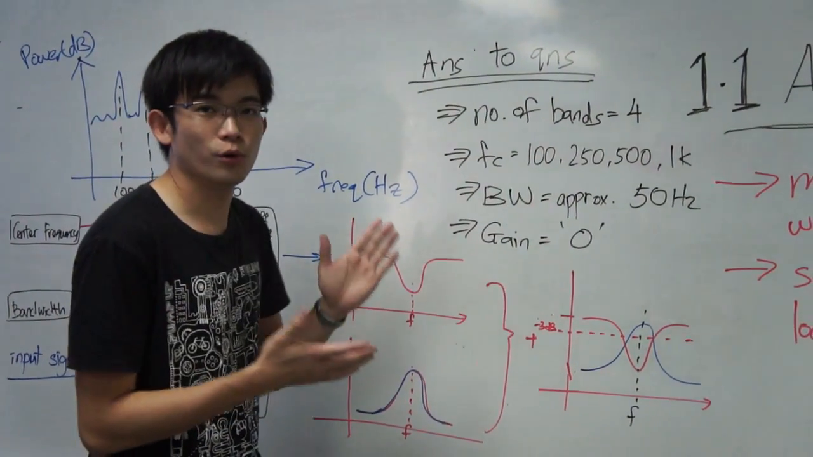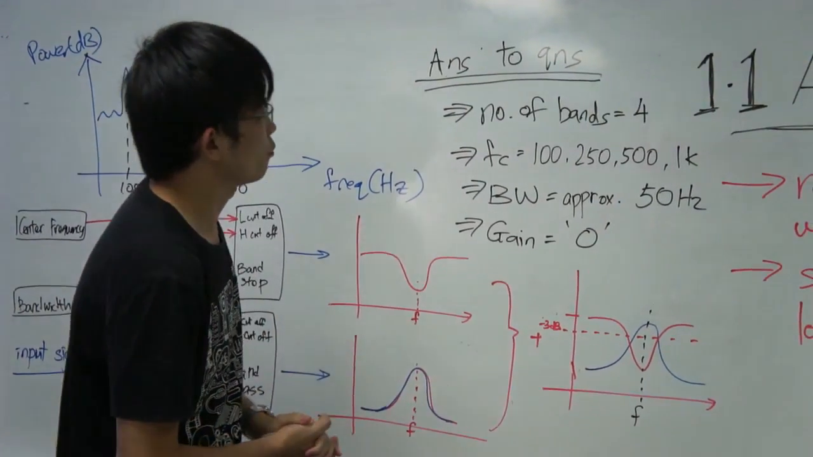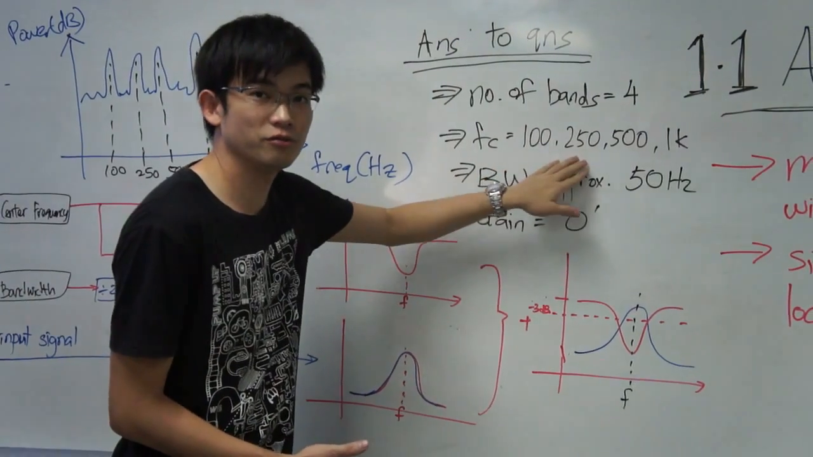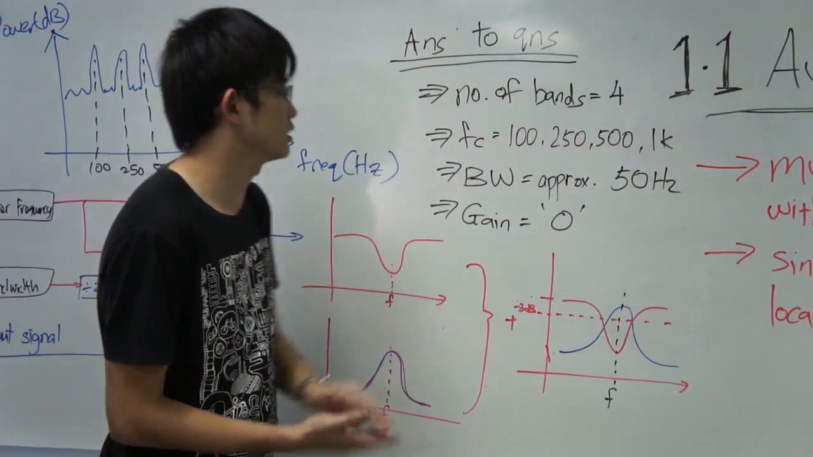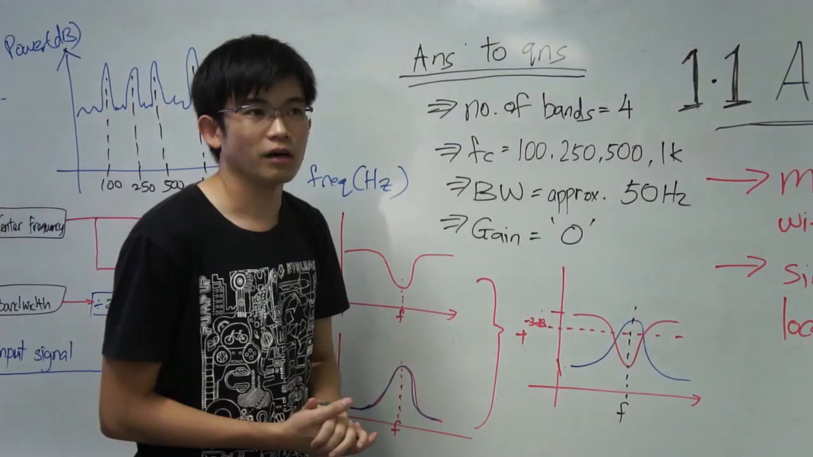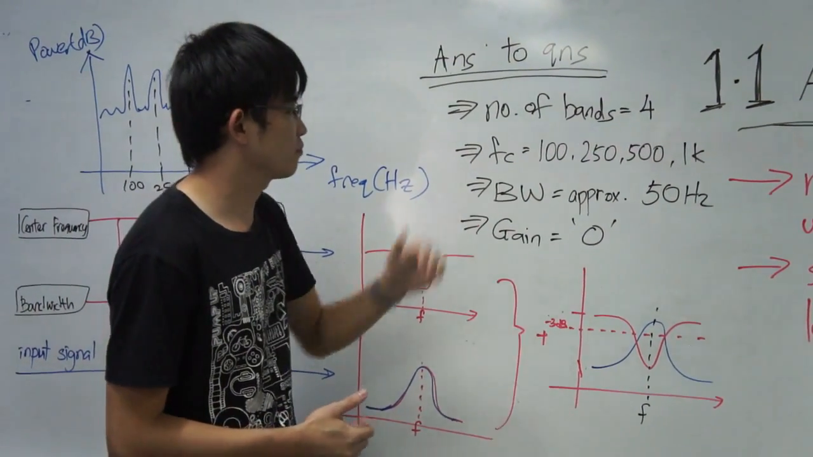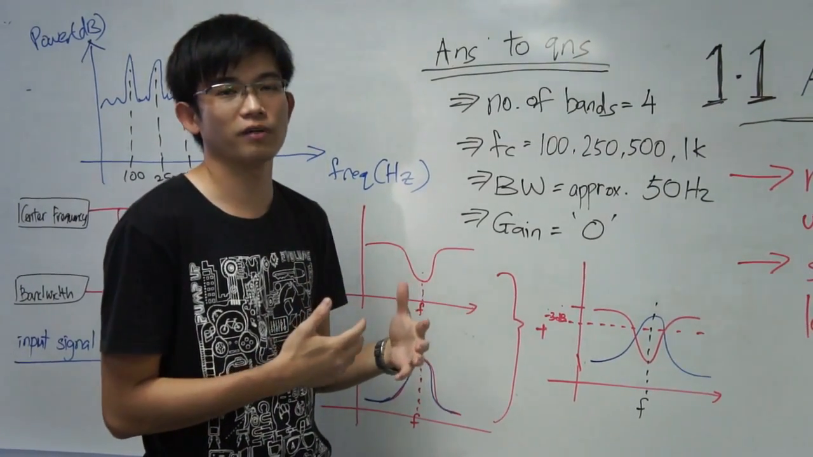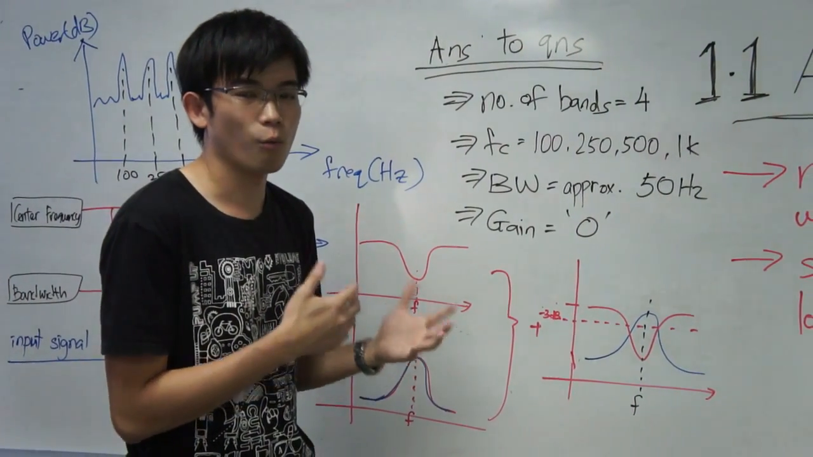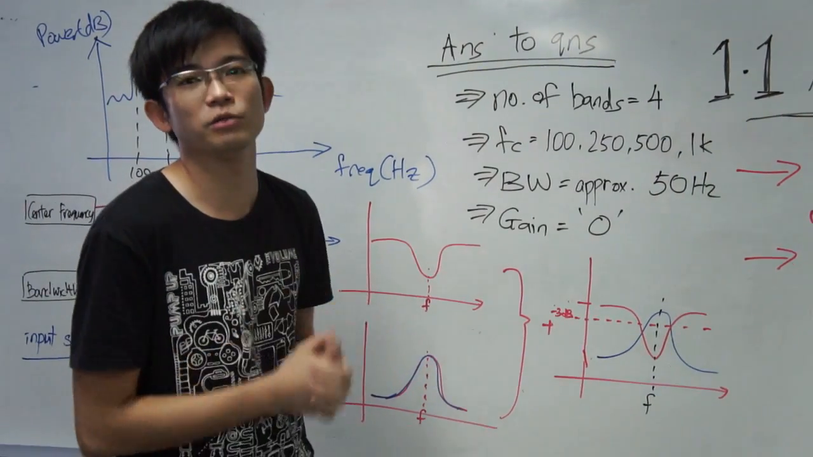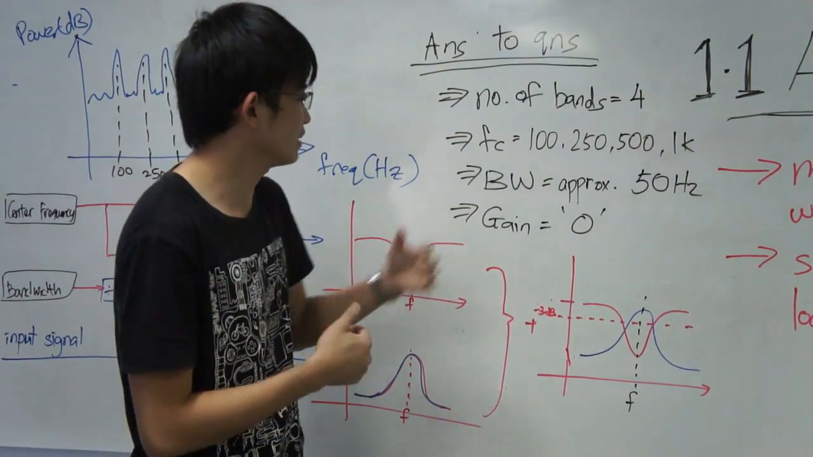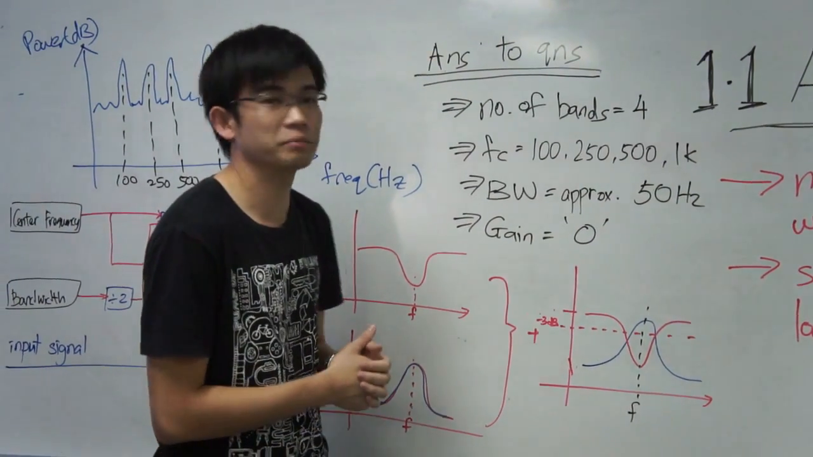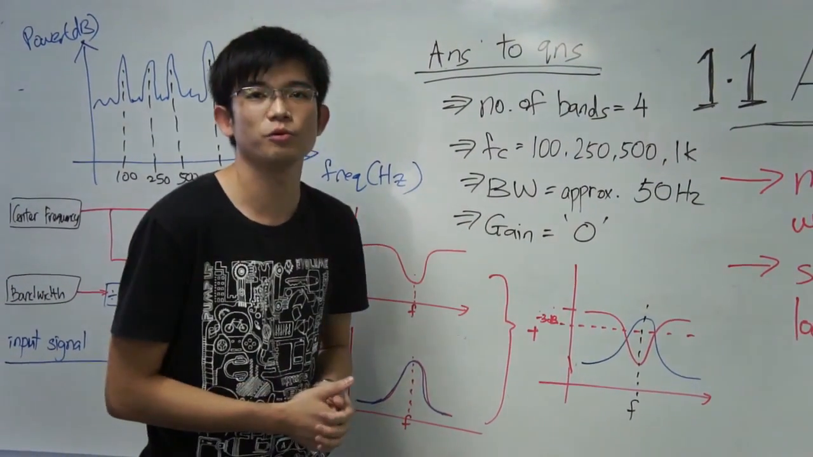Okay, so in order to solve these questions, we created a 4-band equalizer with center frequencies of 100, 250, 500 and 1 kHz. After going through a few rounds of trial and error, we noticed that a bandwidth of 50 Hz gives us the best result in terms of eliminating the noise while preserving the quality of the musical signal. And lastly, for the gain of the frequency band, we try to eliminate as much as possible, so in this case, we put it as 0.